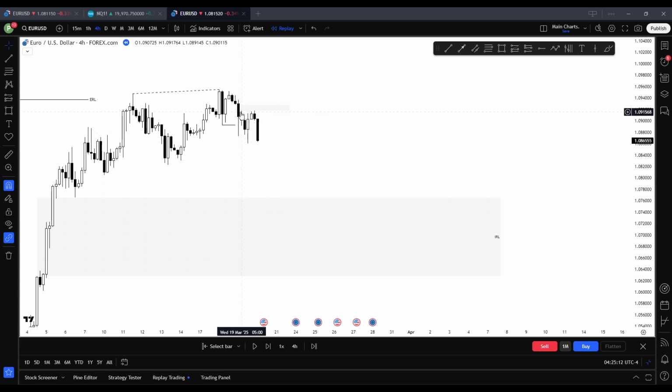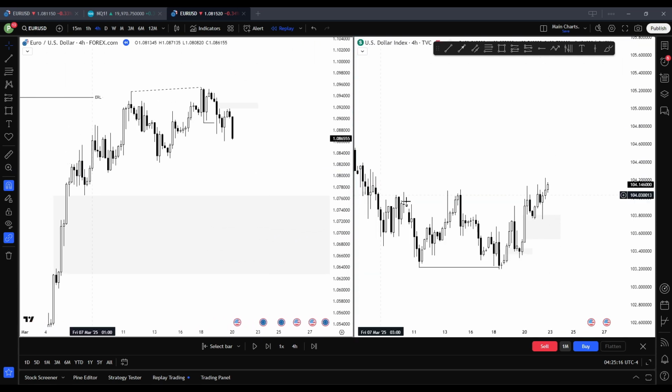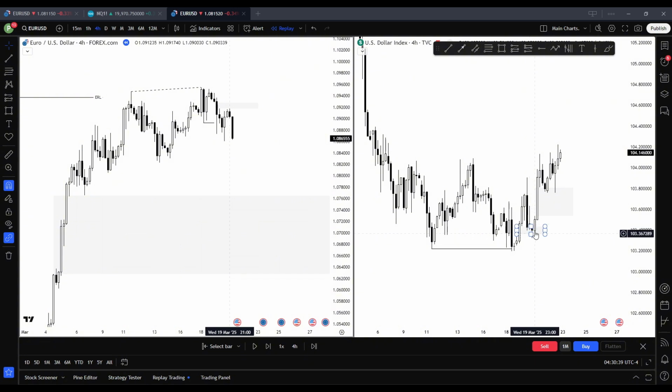is price had this SMT divergence with DXY. If I show you the DXY chart, then you would see that DXY filled this FVG and filled this IRL, meaning that after we took out this external range liquidity, DXY retraced back lower and filled this internal range liquidity, just like I anticipated, right?